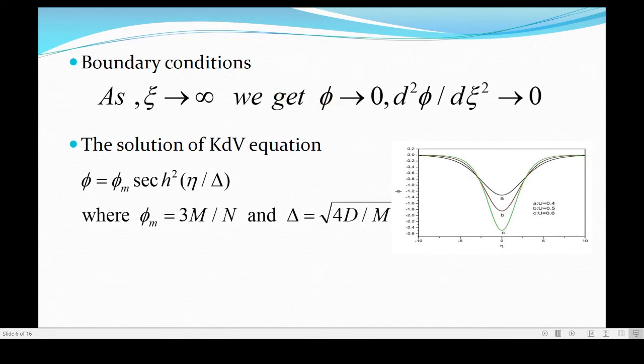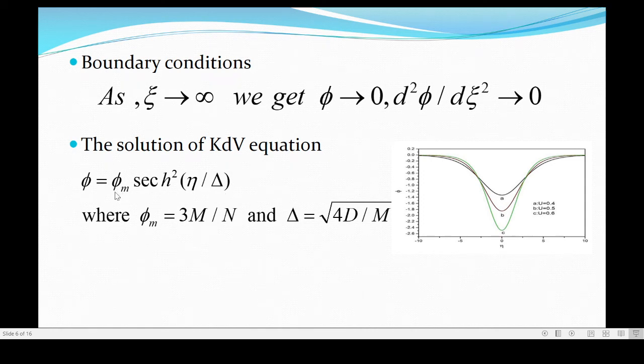Now we have to put the boundary condition as xi tends to infinity. We get phi and del 2 phi del xi 2 tending to 0, as well as del phi del xi, the first order derivative, also tending to 0. So the solution of the KdV equation is phi equal to phi m sech squared of eta by delta.